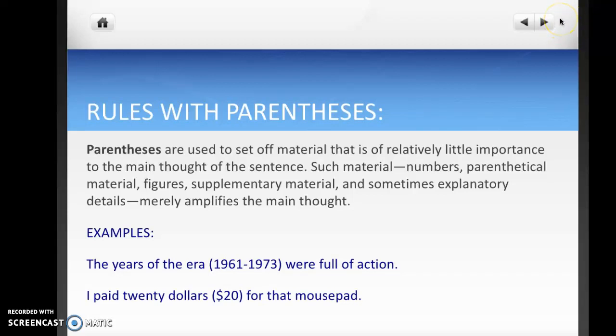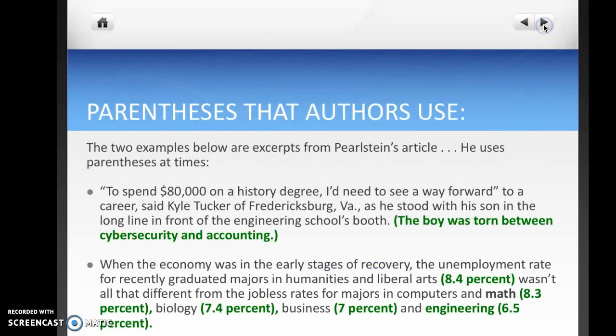So this is part 2 of my video, and I am going to go to the next slide on parentheses. Parentheses that authors use: the two examples below are excerpts from Perlstein's article. He uses parentheses at times in his piece too.